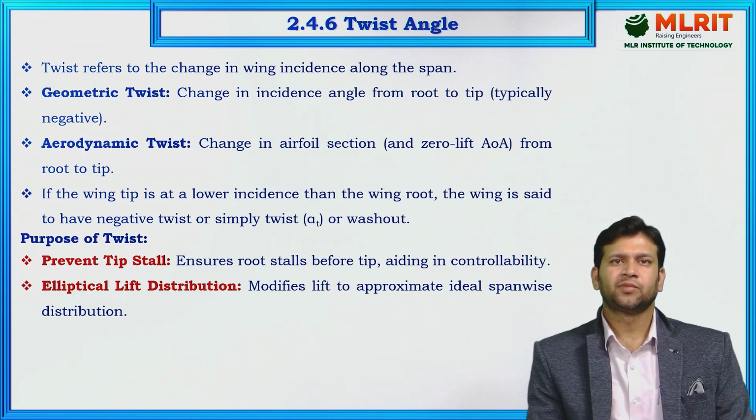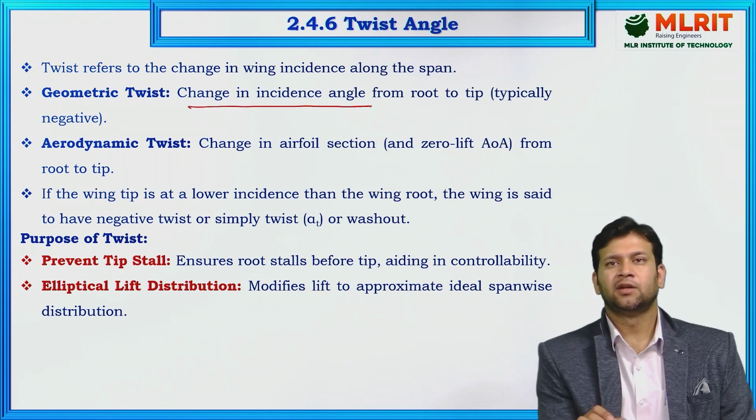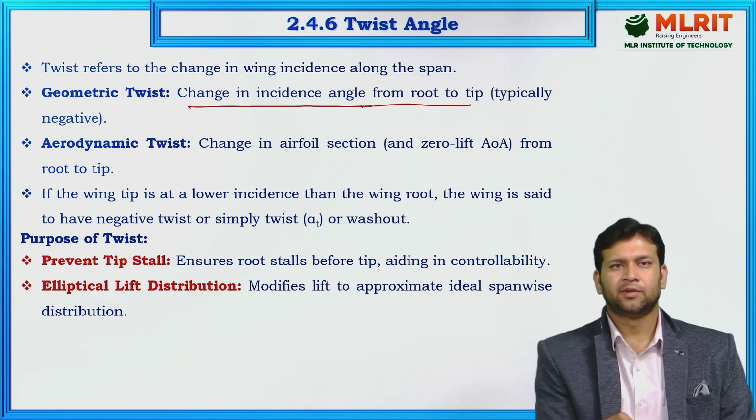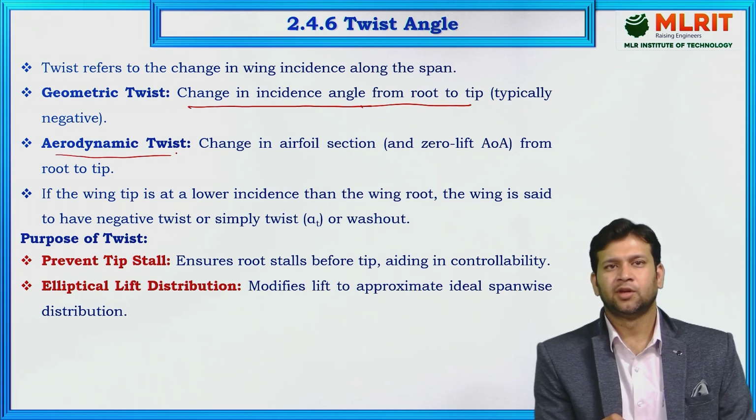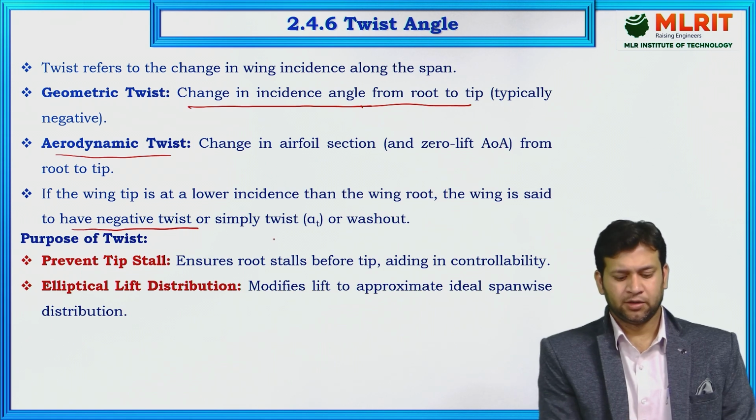Twist angle. Twist refers to the change in wing incidence along the span. Geometric twist is the change in incidence angle from root to tip. Typically, it will be negative. And aerodynamic twist is the change in aerofoil section from root to tip. If the wing tip is at a lower incidence than the wing root, the wing is said to have negative twist or simple twist or washout.